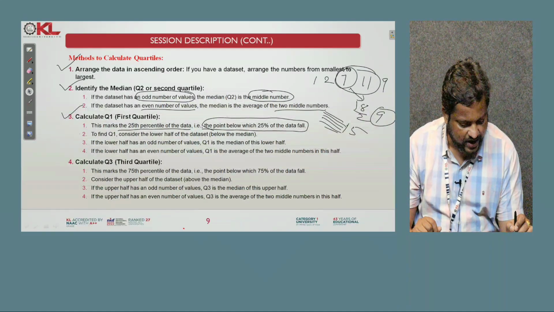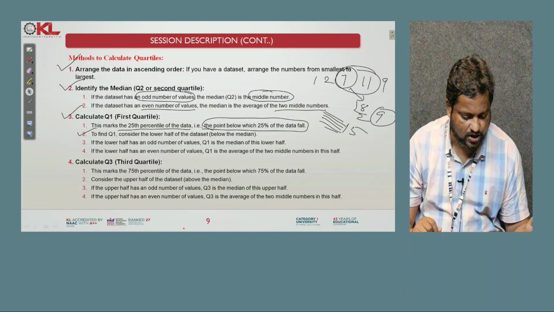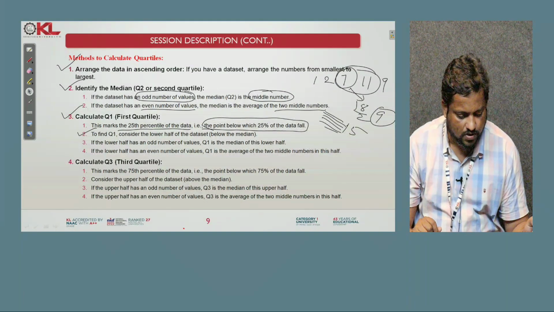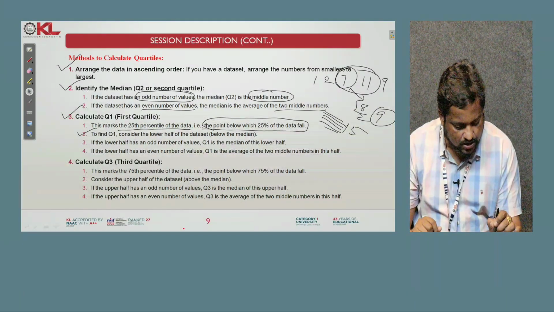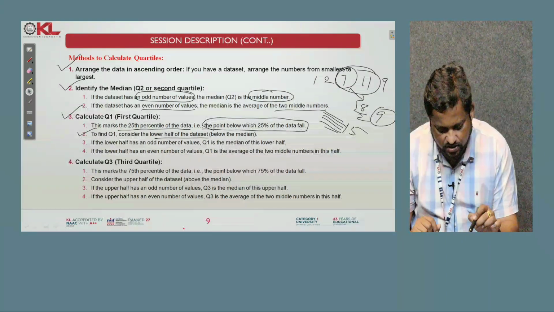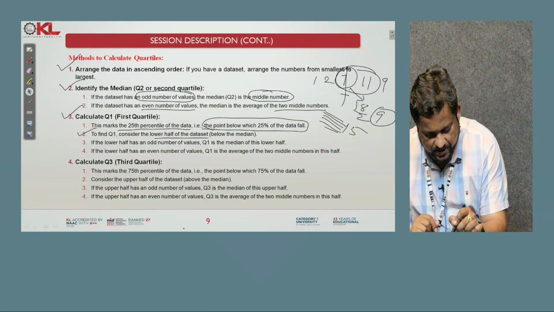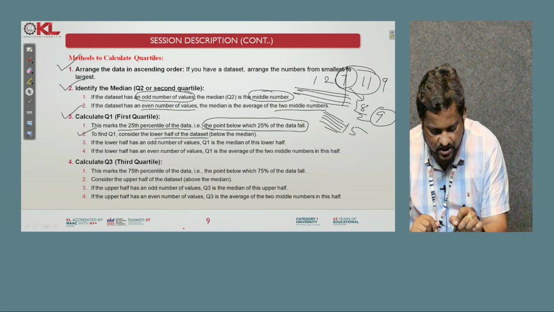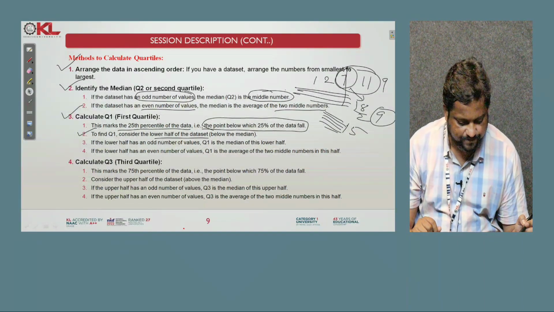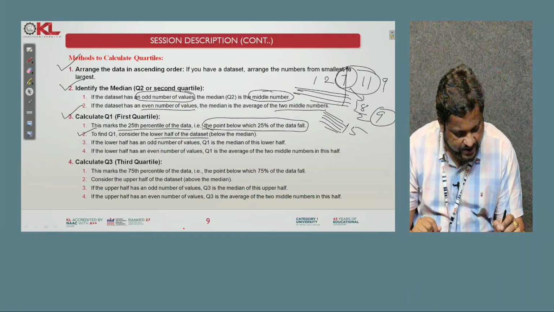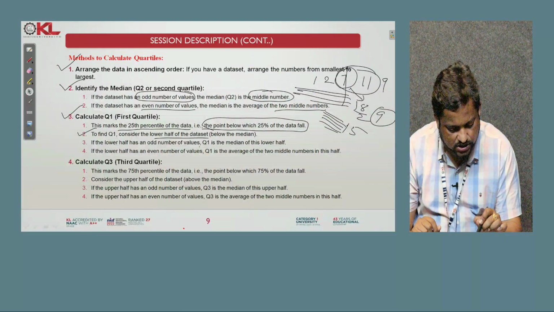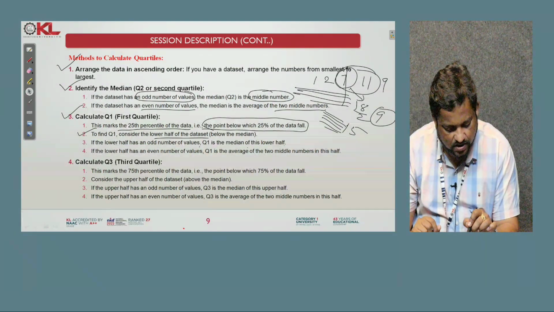So in order to find Q1, what we need to do is consider the lower half of the data set. Suppose this is the middle one, this particular part is the lower half. Consider the lower half of the data set. If the lower half of the data set has an odd number of values, Q1 is the median of the lower half.